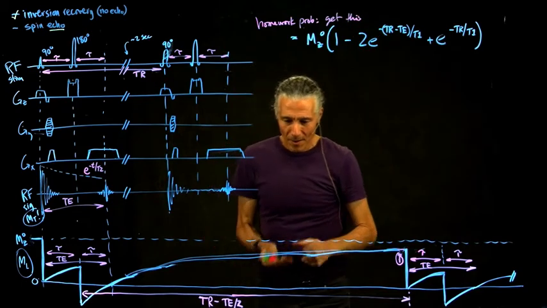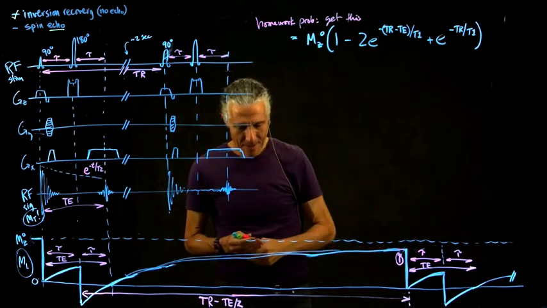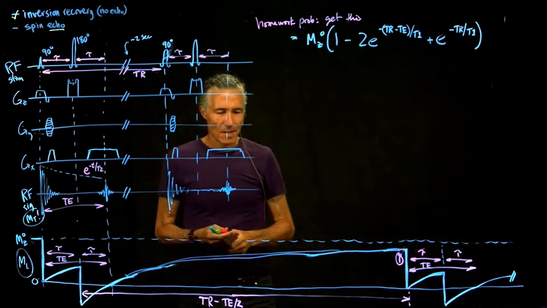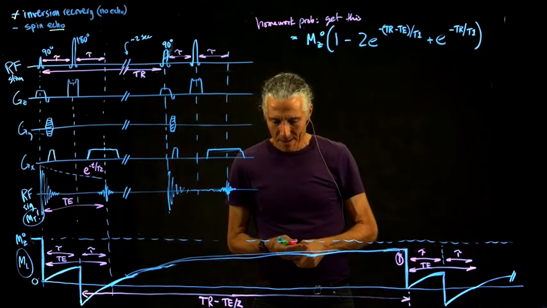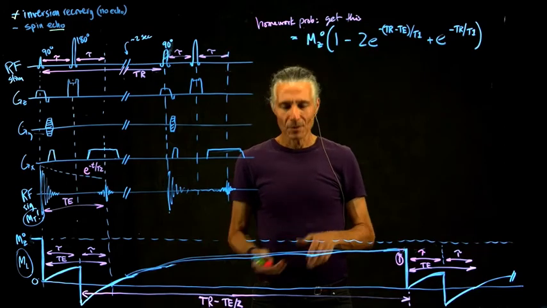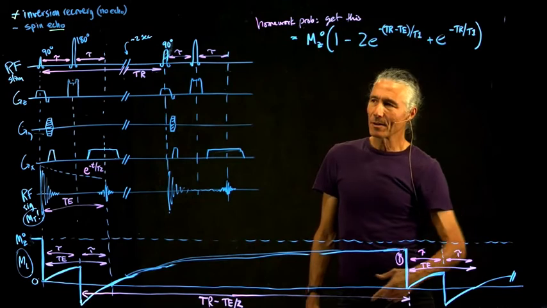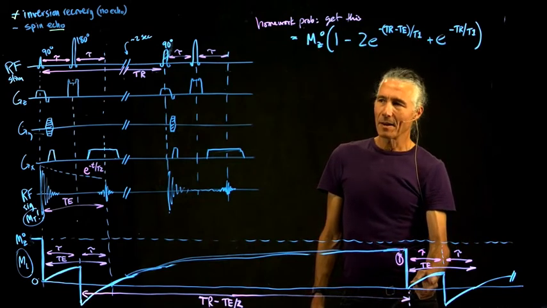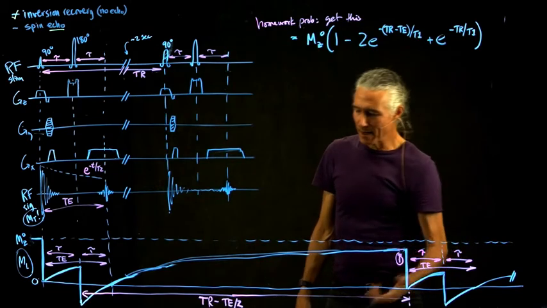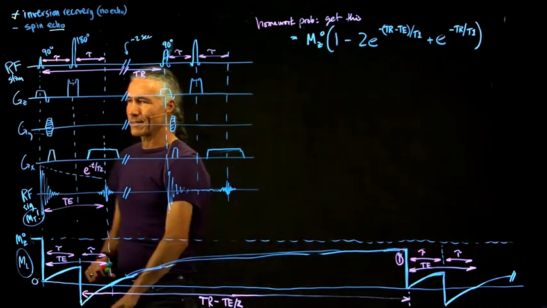Okay, now one of the ways we can simplify that is, before we simplify it, we now have to consider T2 decay, because now we're actually going to say that we're recording a signal.